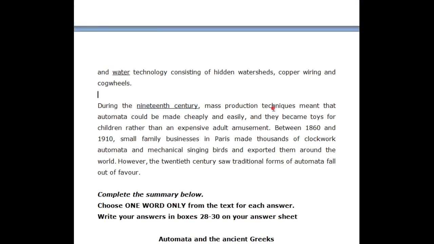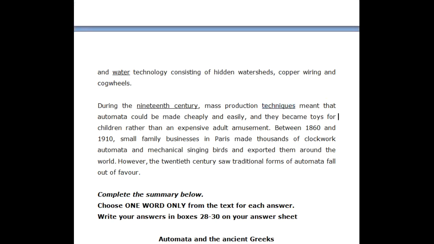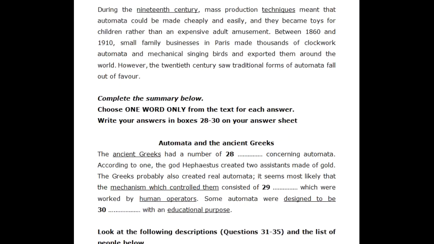Mass production techniques meant that automata could be made cheaply. Okay, cost, so it's like cheaply. This is what the question is also asking. So what technique was developed? Mass production techniques. But you have to write only one word, as you saw in the beginning. So your answer will be techniques. Right, so techniques is the answer.